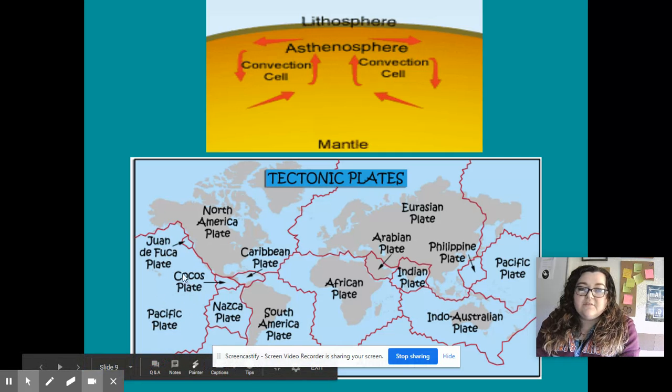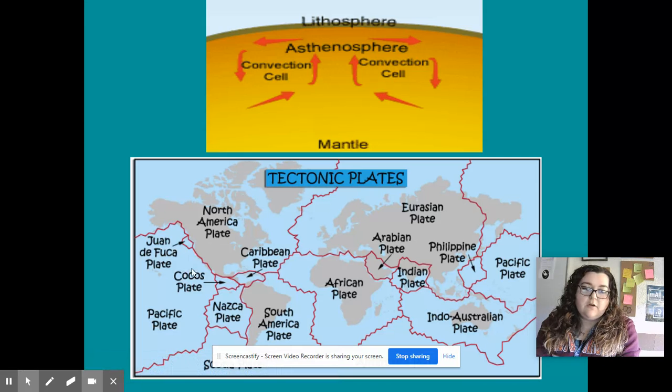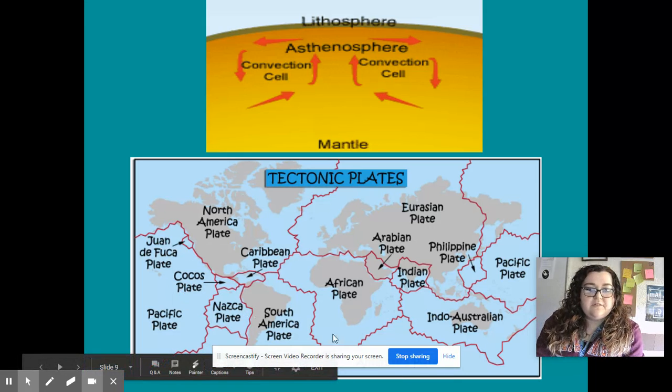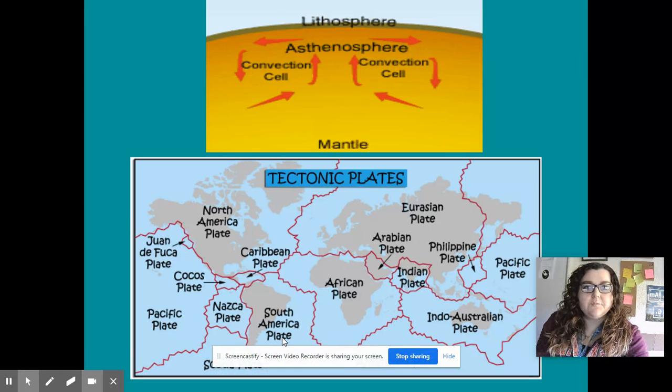The Pacific plate is moving underneath our North American plate right here. That's what causes a subduction zone. And we've got a lot of different stuff around here. But this Pacific plate that goes from here and then to the other picture here, that's where your Ring of Fire is going to be. But we'll talk more about that later in a different video.